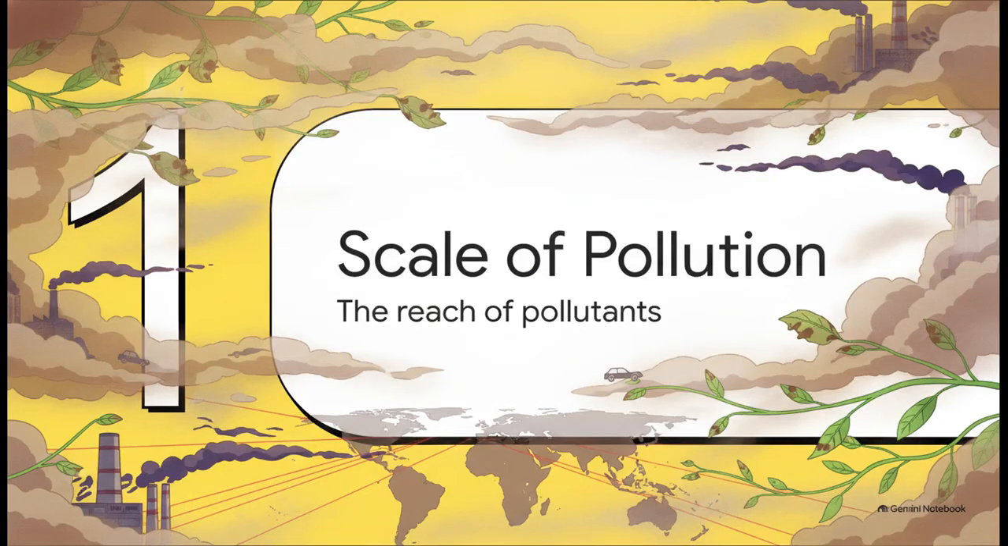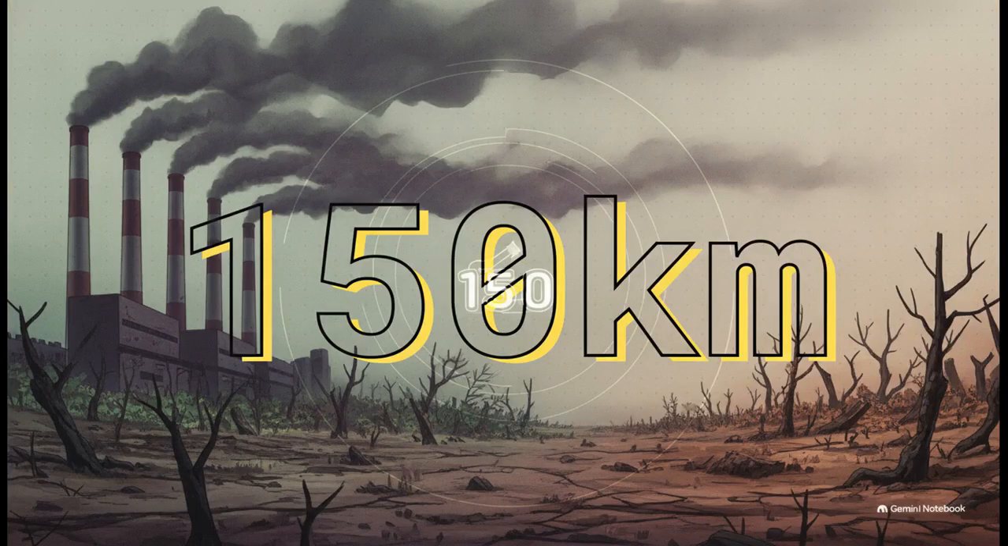Section 1. The scale of pollution and just how far these pollutants can reach. 150 kilometers. Just let that sink in for a second. This figure totally shatters the myth that pollution only affects the immediate area right around a factory. Vegetation over 150 kilometers away from a pollutant source has been found severely damaged. In some extreme cases, heavy smelting operations have literally caused the complete destruction of vegetation over vast areas. The physical scale of this threat is just staggering.